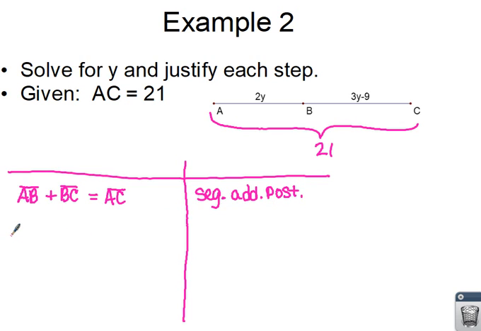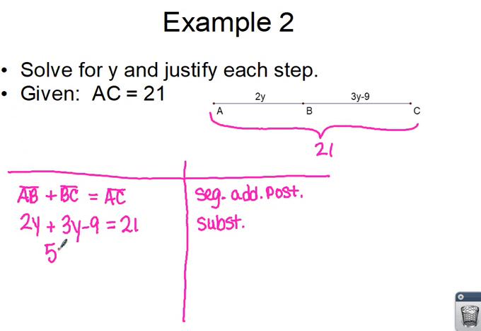Then we do, just like we did last time, we have to replace them with what they are in the picture. So AB is 2y, BC is 3y minus 9, and AC they gave us was 21, so we substituted. You notice your reasons are basically just what you did. All right, now we look at our equation.